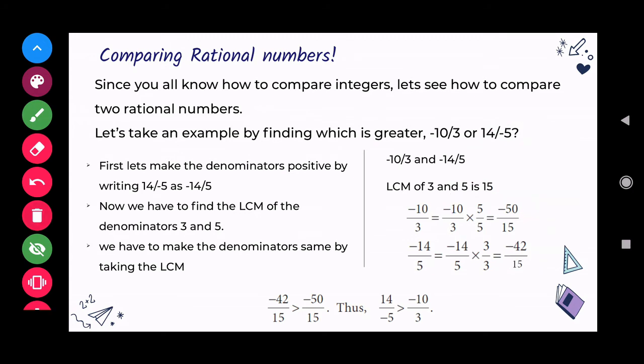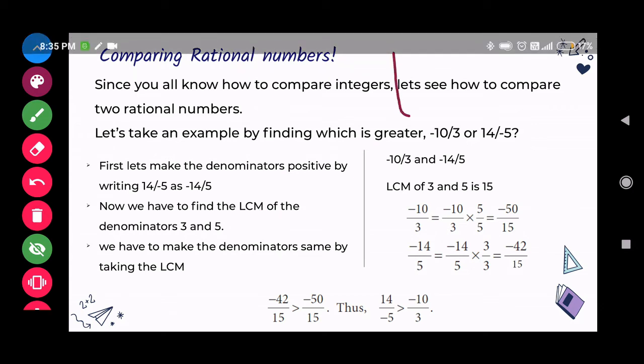Now we have two positive denominators, 3 and 5. That is your first step: you have to make the denominators positive. What is the second step? In the second step you have to find the LCM of the denominators. So how do you find the LCM? You all know how to find the LCM.